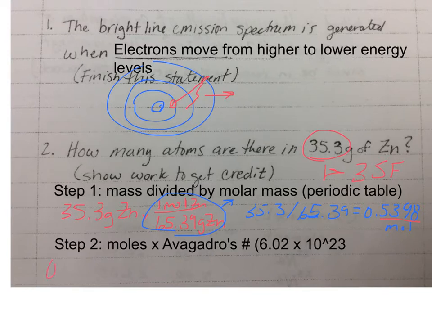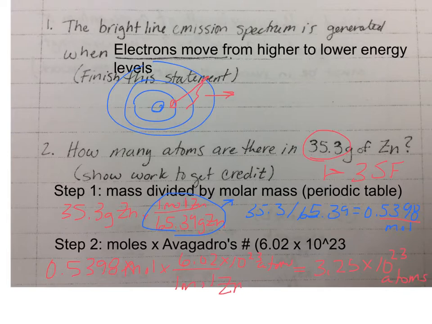So the next step says that I'm going to take this 0.5398, and I'm going to multiply it. So these are moles, sorry, let me write moles. And I'm going to multiply this by, for every 1 mole, we have, this is of zinc, right? We have 6.02 times 10 to the 23 atoms. Okay. And for that answer, you should get 3.25 times 10 to the 23, and your units here would be atoms.